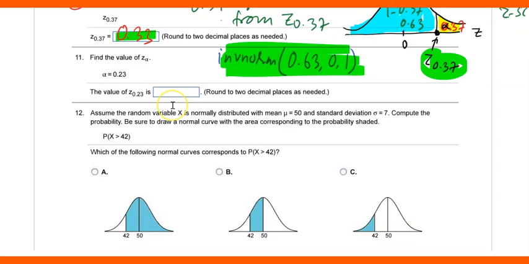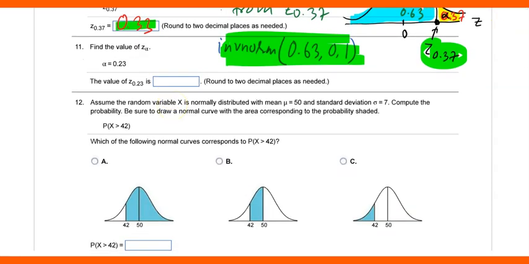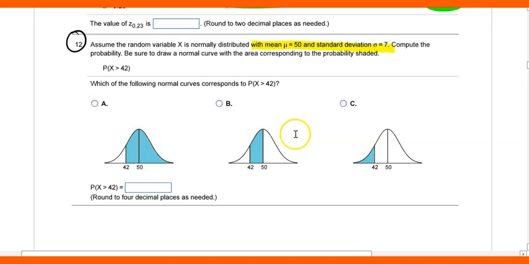Question number 12. Assume that the random variable x is normally distributed with mean equal to 50 and standard deviation 7. These are the information we have here. Compute the probability, and be sure to draw the normal curve with the area corresponding to the probability stated. In the first question, which area represents the probability x greater than or equal to 42? You can see the answer is A here.